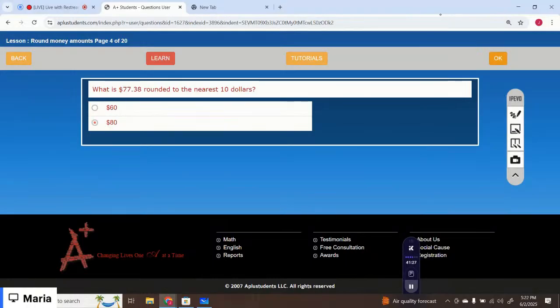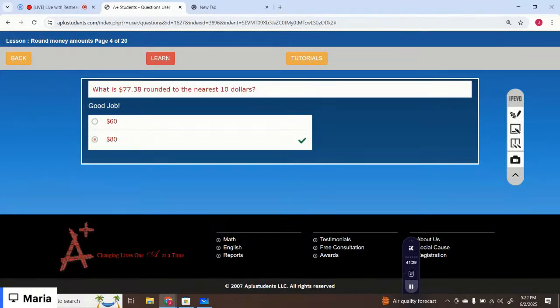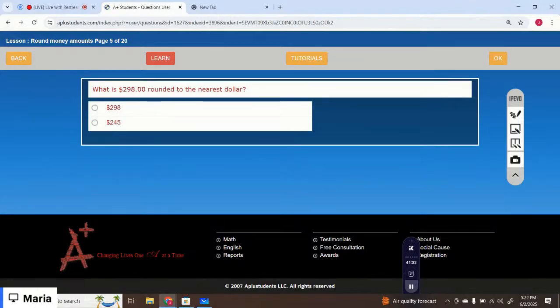Okay, the next one is what is $298 rounded to the nearest dollar? So which is the correct option?